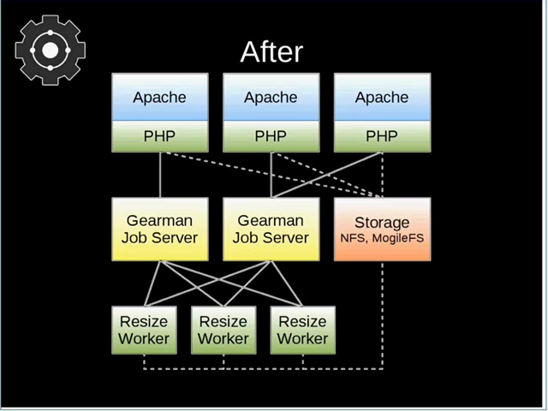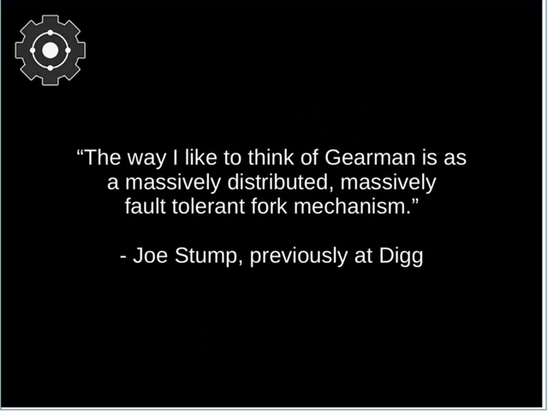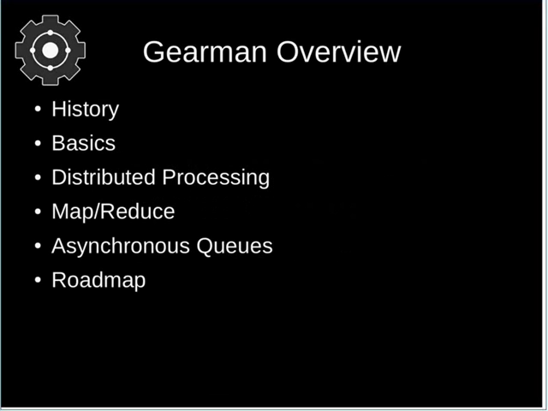And one of the main users of Gearman that's still out there today is Digg, and Joe Stump, who helped install that and get that set up at Digg, had this quote on the mailing list, I think, sometime last year. The way he likes to think of Gearman is as a massively distributed and massively fault-tolerant fork mechanism. And this is really important to keep in mind because the whole concept behind Gearman is pushing that in-process processing out to those remote machines. And there's a number of ways that you can do this.